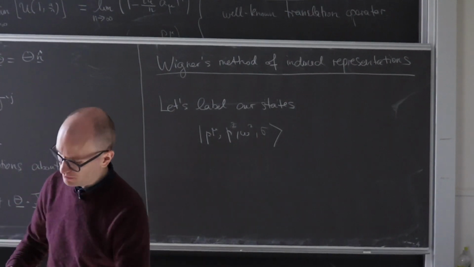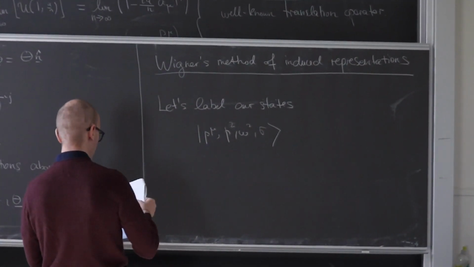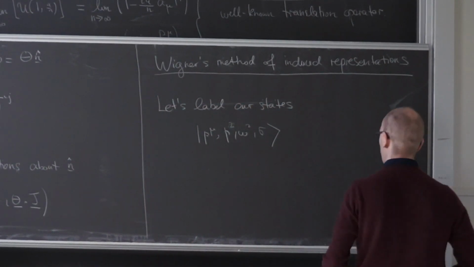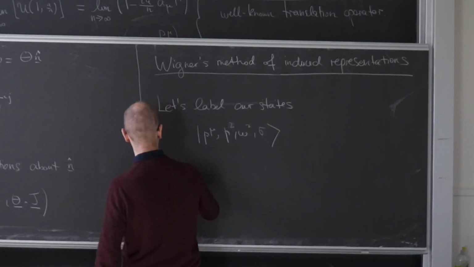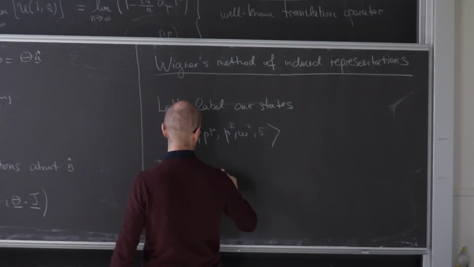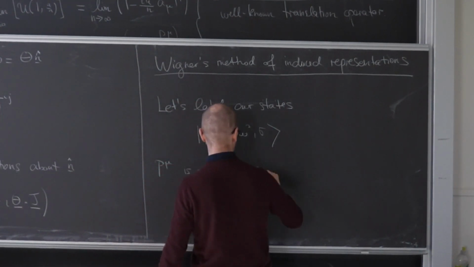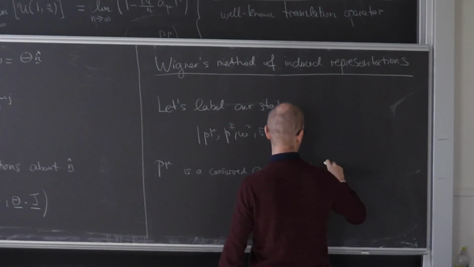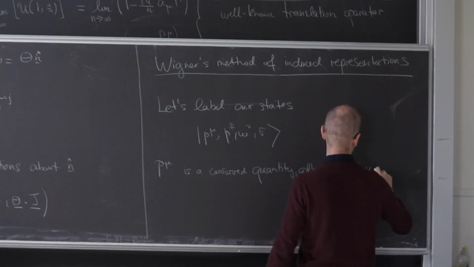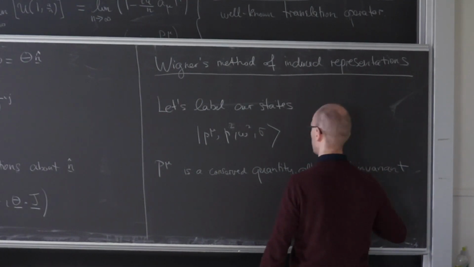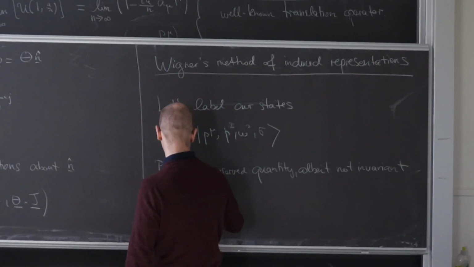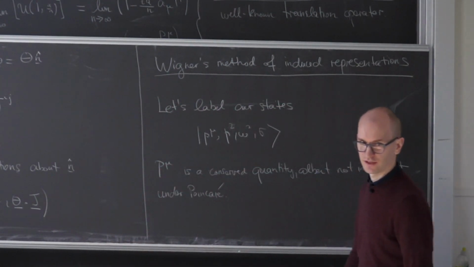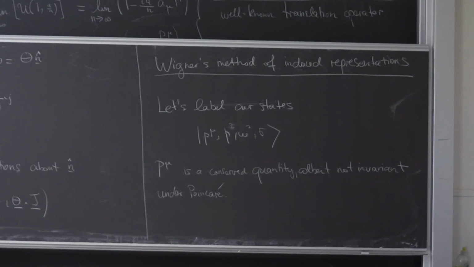And so what's this p^mu thing? Well, p^mu is not one of the Casimirs, but of course the momentum is a conserved quantity, albeit not one that's invariant under Poincaré. Actually, the way that it transforms under Poincaré will be extremely convenient for us to understand what's going on.